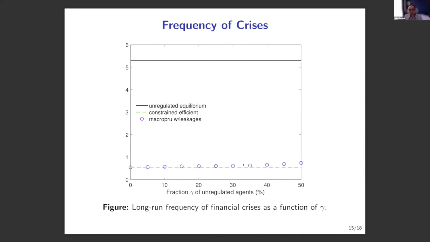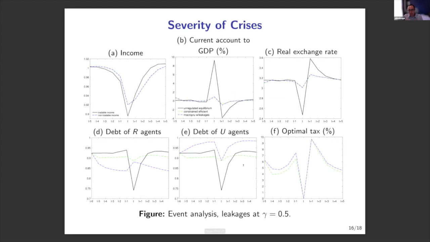Now, comparing the severity, we do some event analysis whereby we identify episodes of sudden stops in model simulations. We create 11-year windows around these episodes. And then we try to look at how the economy would have behaved under the regulated decision rules. That's fairly easy to do for the constraint efficient allocation. So we do the simulations for the laissez-faire, the unregulated, so that would be the black line. And then we feed the same shocks and initial states to the economy with the policy rules coming from the regulated allocation mechanism, and then we contrast the different outcomes.